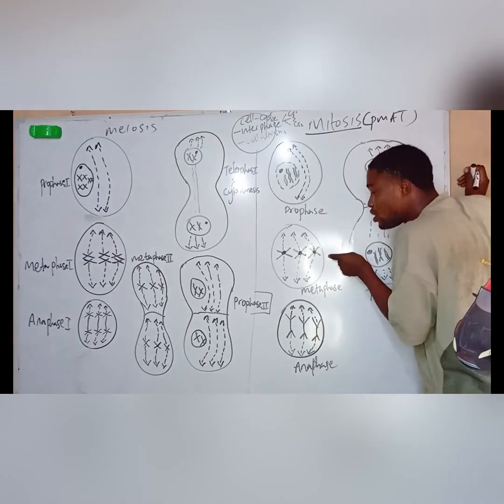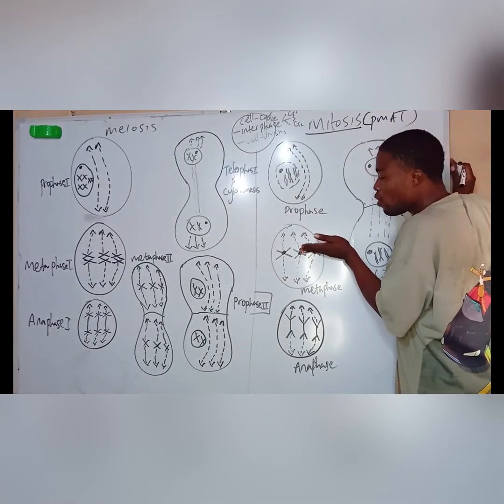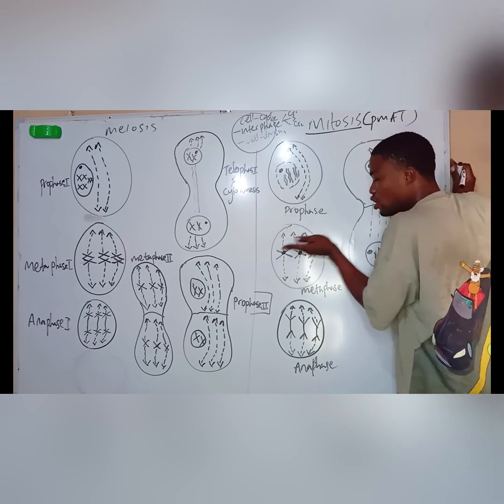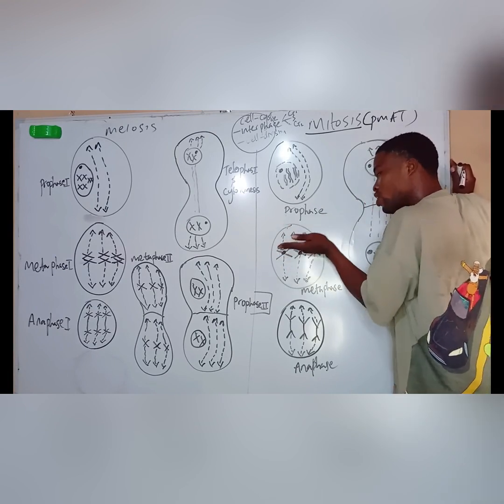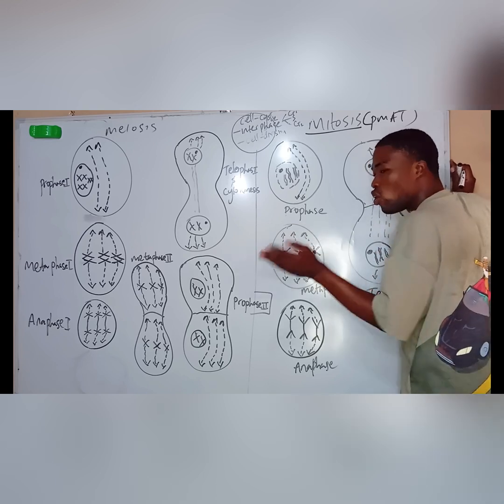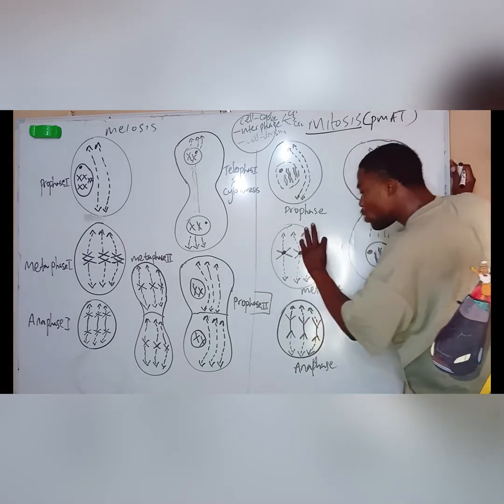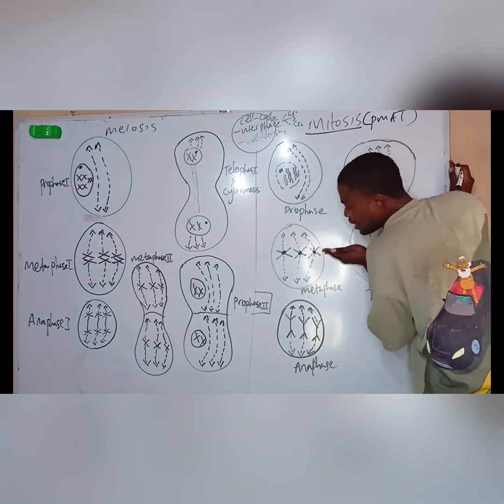Now, this is important so that the genetic information that will be divided into the two cells, because we are going to have two cells, will be equal, so there will not be partiality. That is why there is this arrangement of the chromosomes at the equator. So this occurs in metaphase.